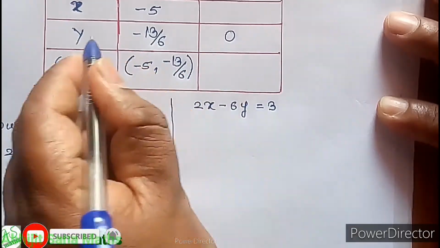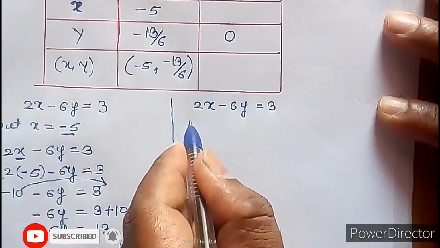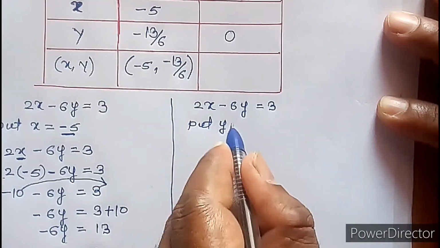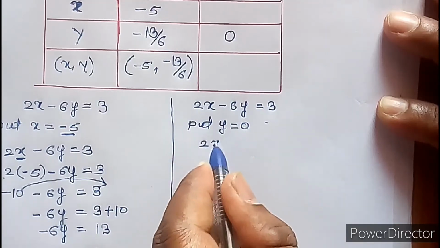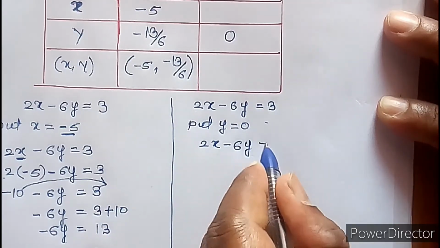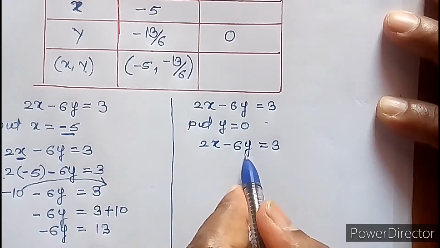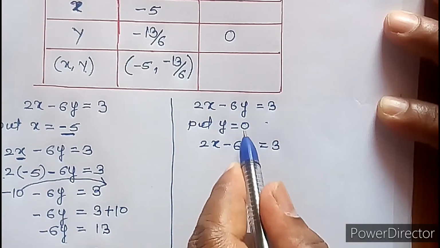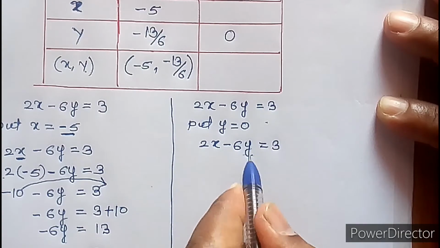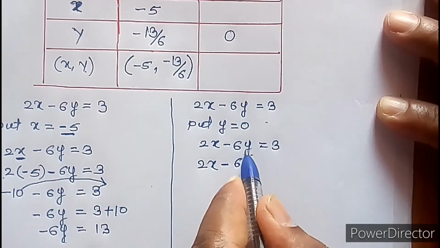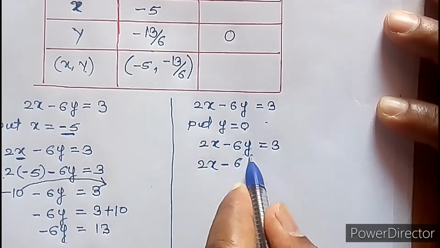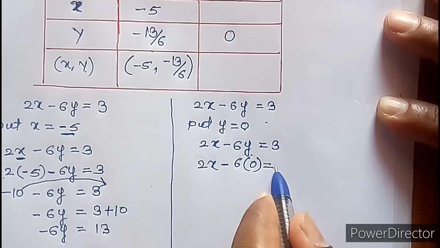Now in the same equation, 2x minus 6y equals 3, we have to put the value of y equals 0. Put y equals 0 in this equation. Now the value of y is 0, we have to put 0 instead of y. The equation becomes 2x minus 6 into 0 equals 3.